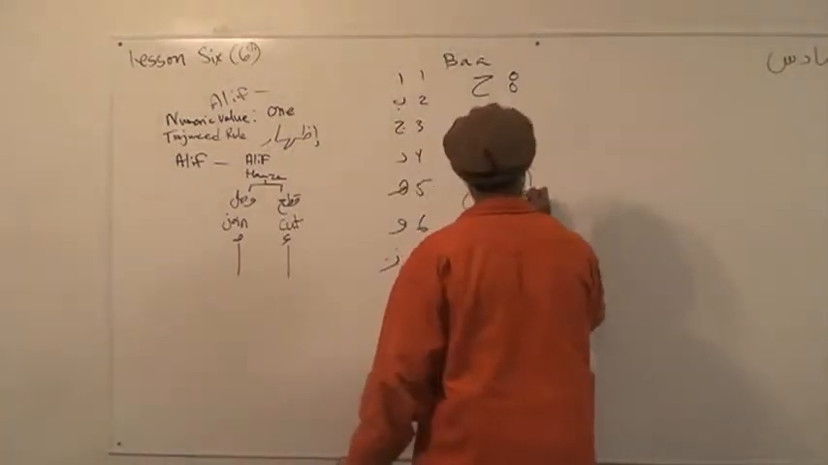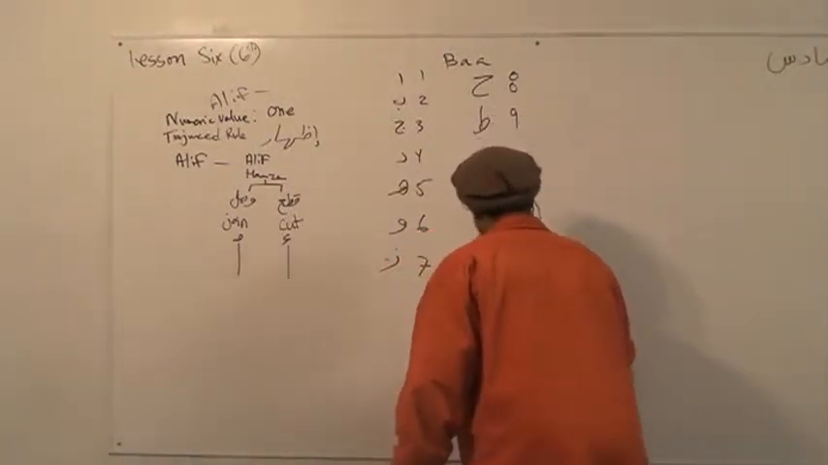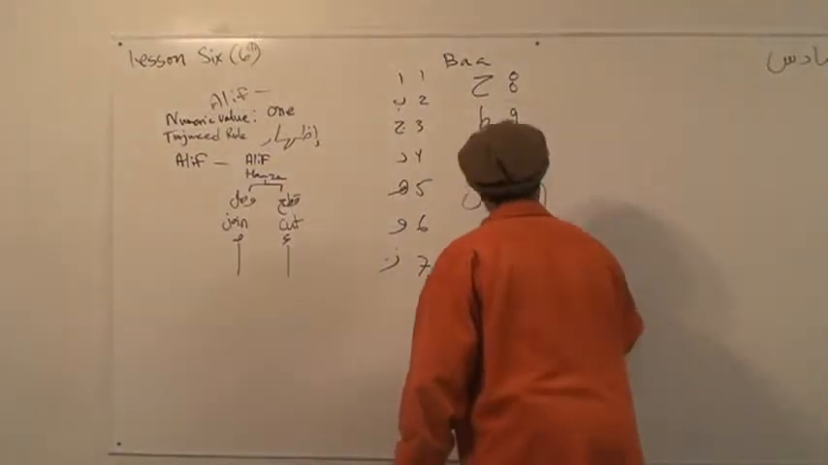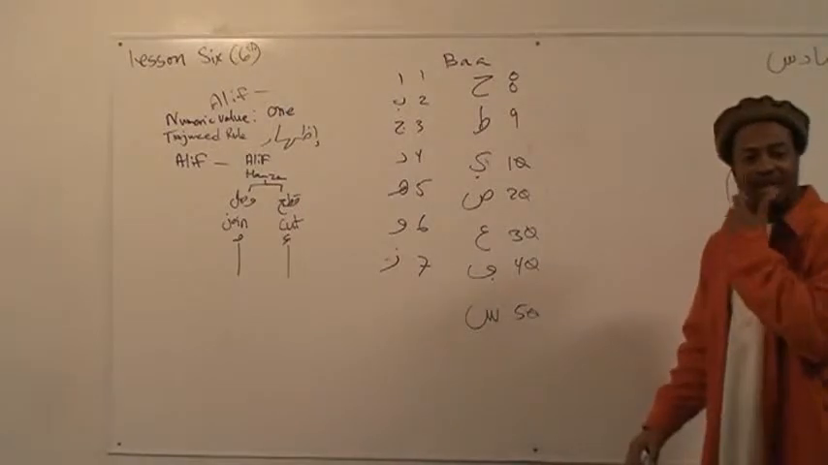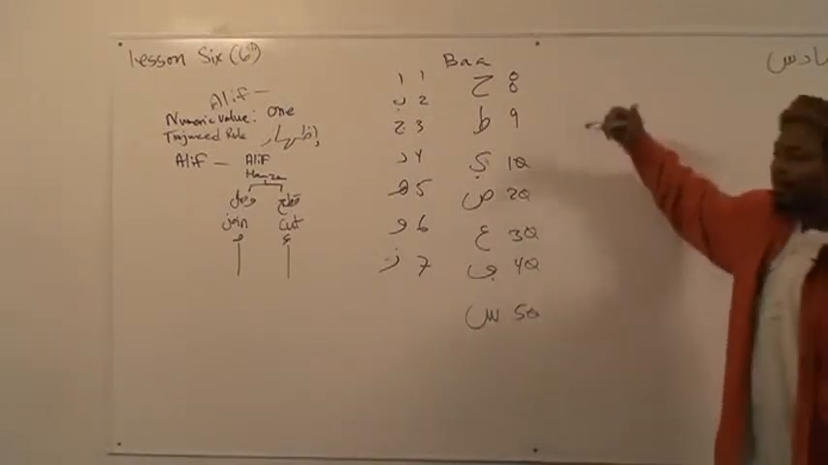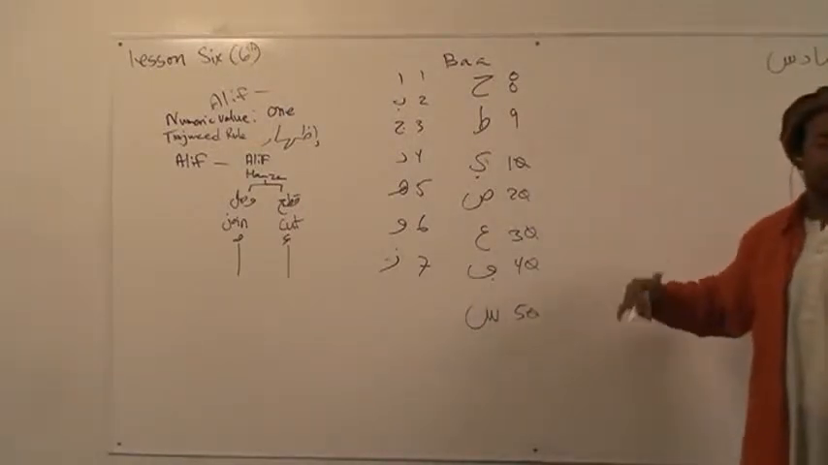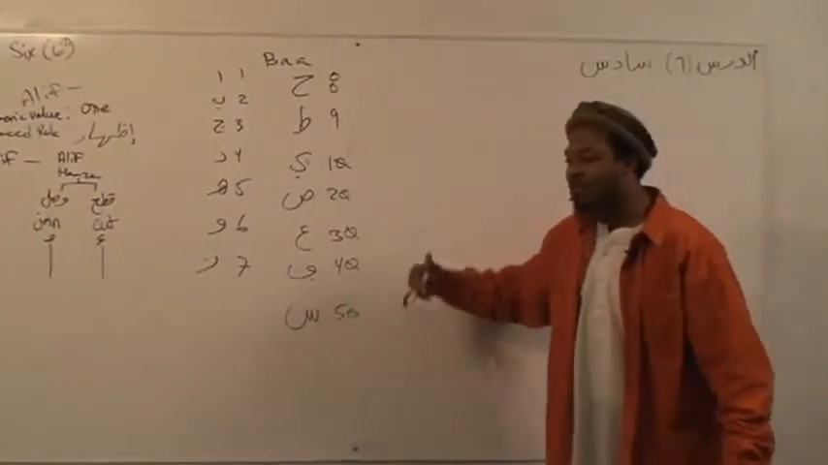So this will be 20, 30, 40, 50. You don't have to write this down now. I'm just giving this as an example right here. You'll learn them all in their place. I'm just showing you now the power of the Arabic alphabet, what we're supposed to be able to get.